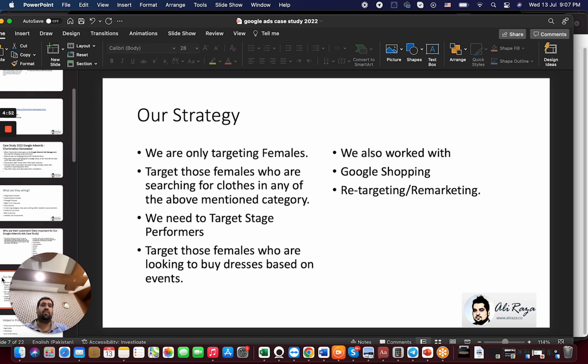Eventually we made a strategy targeting females who are searching for clothes, who are party conscious, who like to wear dresses, who search for celebrity costumes and relevant costumes. We also needed to target stage performers and females looking to buy dresses. We also planned to target events such as Halloween, because on Halloween there's a huge demand for party clothing and different kinds of costumes that ladies like to wear. So that was a huge market as well. We also worked with Google Shopping and remarketing to target those customers who already know about our brand or service. That was a key strategy in starting out our campaign.